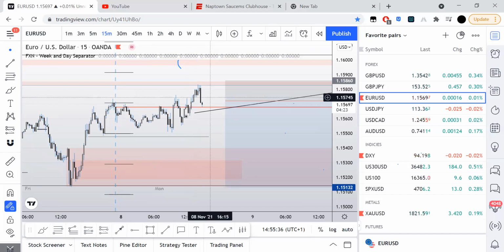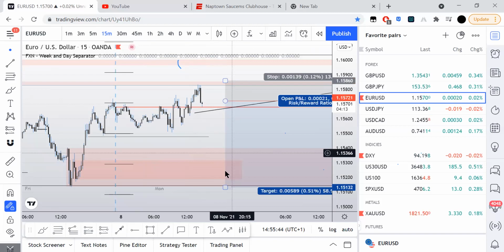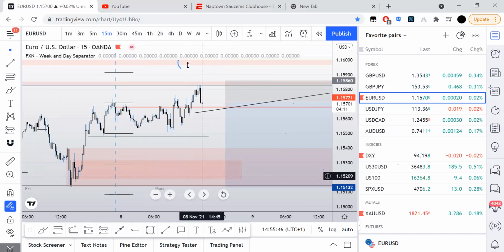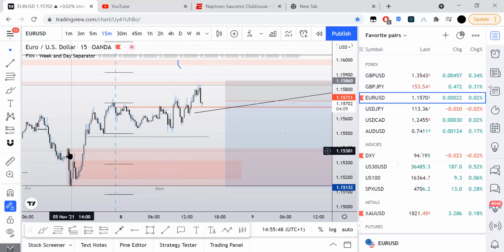So I do want to see this minor structure get broken and then possibly take an OTE and keep my stops. Same thing, keep my stops above. And then targets would be the same targets. I like this right here.